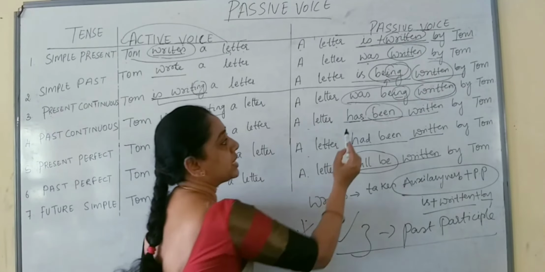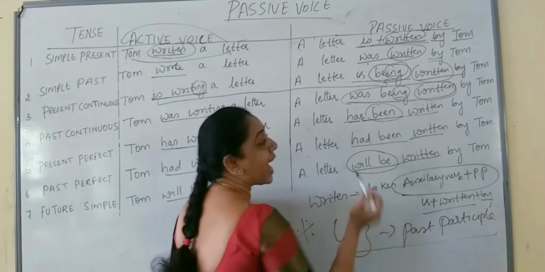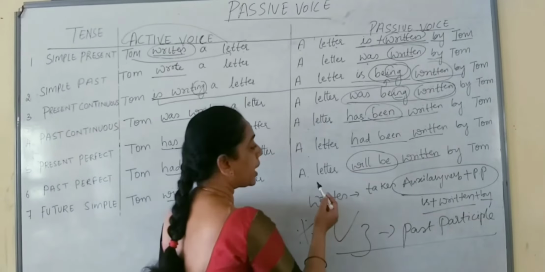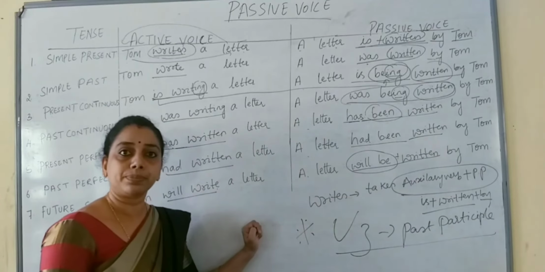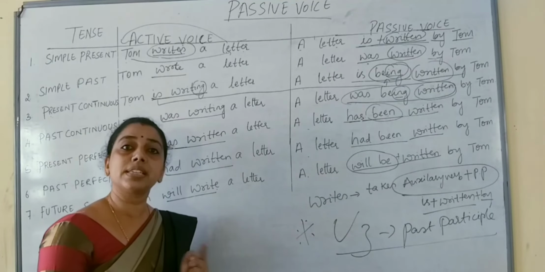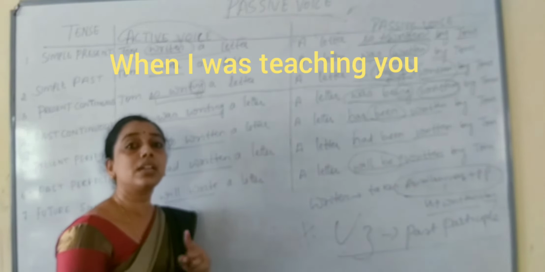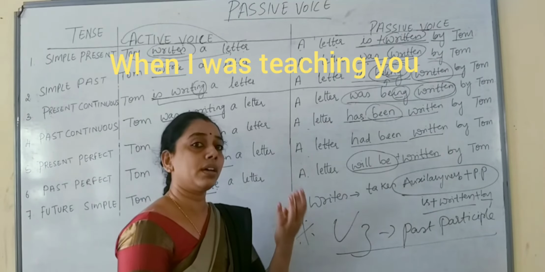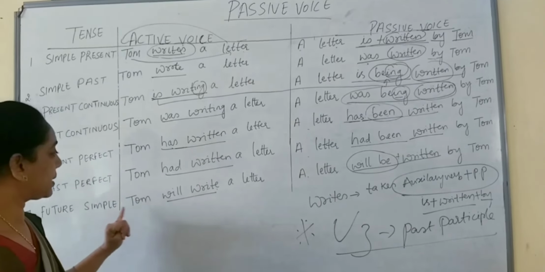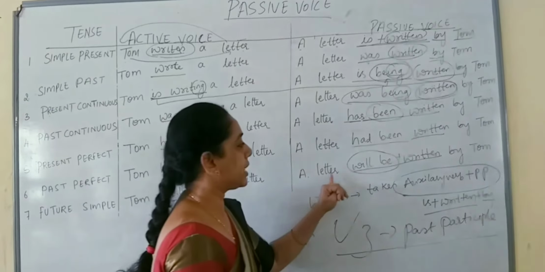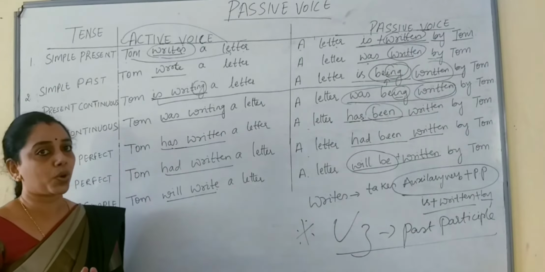Present perfect tense changes to has been. Past perfect tense changes to had been plus past participle, okay, and the future tense will changes to will be plus past participle. That past participle form remains the same forever. The only thing that changes is this auxiliary verb. I have taught you in the last session the ways to change from active to passive voice. So in future simple tense, Tom will write a letter, here it changes to a letter will be written by Tom. So this is what I just wanted to teach you.